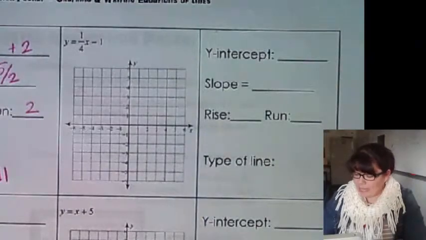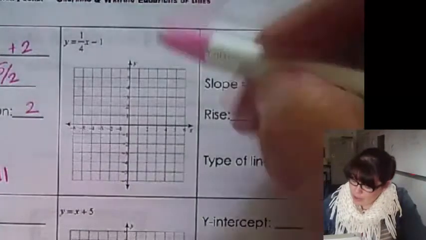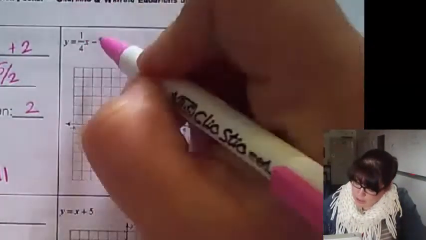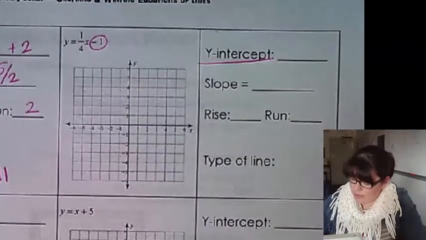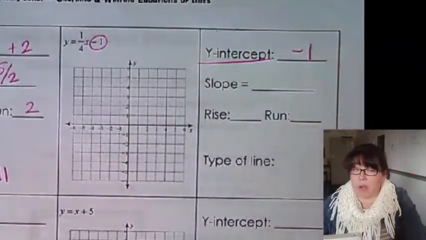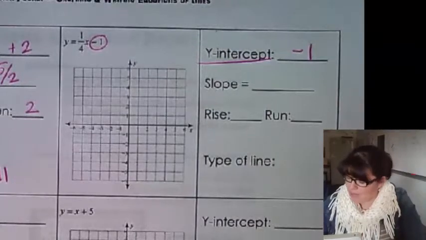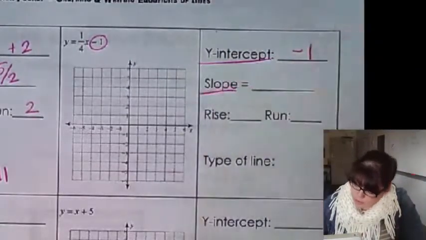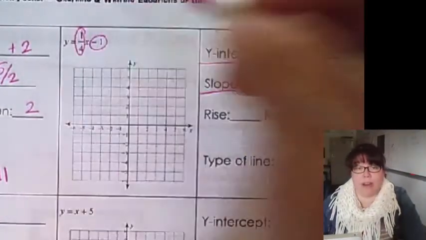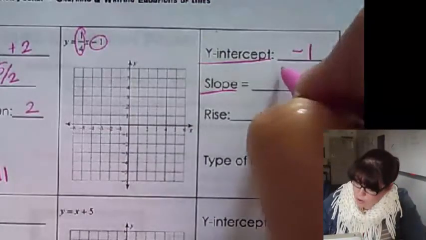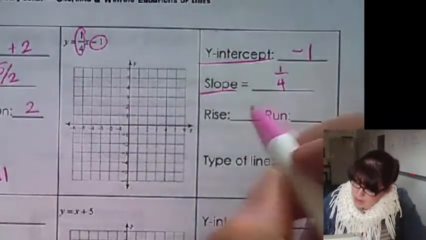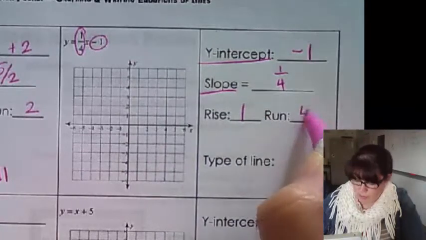All right, so we're going to take a look at this together. First thing we find is y-intercept, which is going to be our b value out here by itself, so -1. That's where we will begin when we go to graph. Then we need our slope. Slope is the m value, which is right in front of the x, in this case 1 over 4. That means my rise is positive 1, my run is 4.